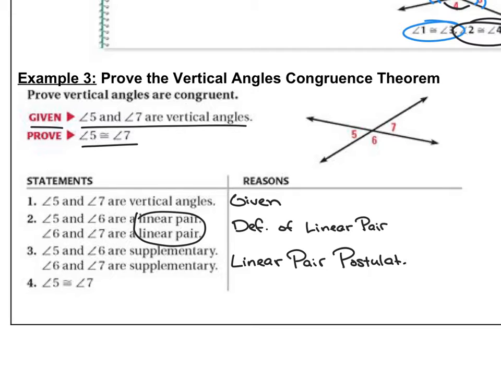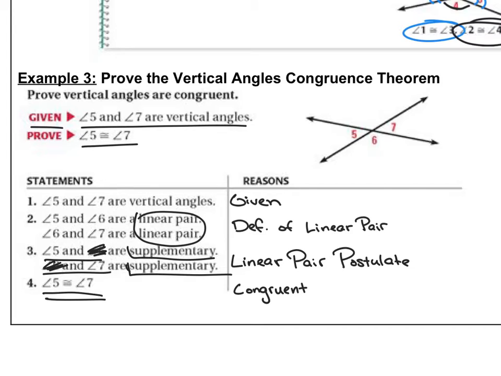And then we have 5 and 6 are supplementary, and then we have 6 and 7 are supplementary. They have the 6 in common, so we can take those out. And we found that 5 is congruent to 7. That's from the previous page when we talked about congruent supplements. So if we have two angles that are supplements to the same angle, then they have to be congruent. So it's the congruent supplements theorem.